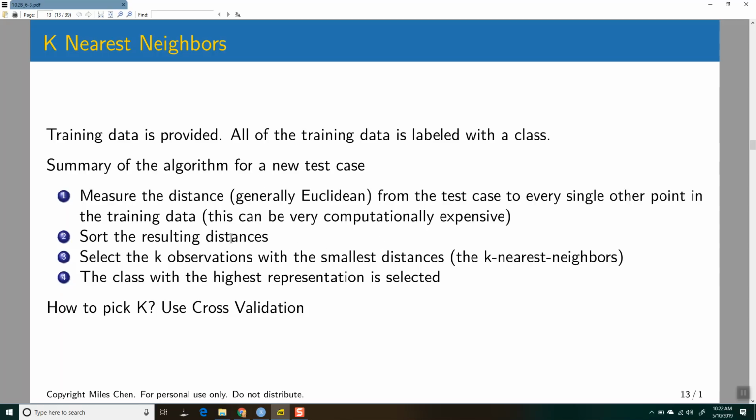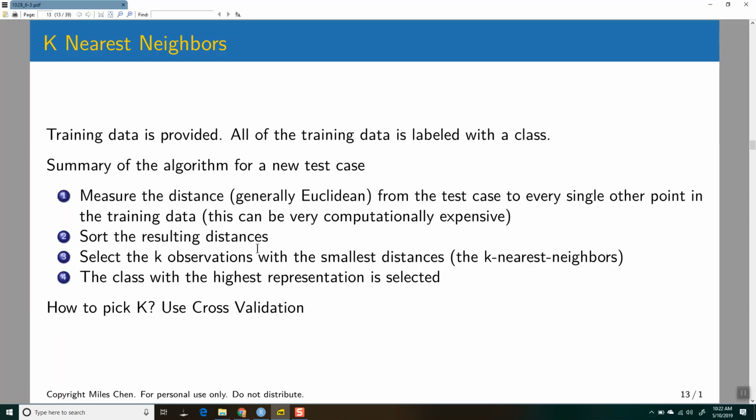And so you pick the k observations with the smallest distances, and then the class with the highest representation among those k nearest neighbors is selected as the class of the test case. All right? And then how do you decide which k to use?